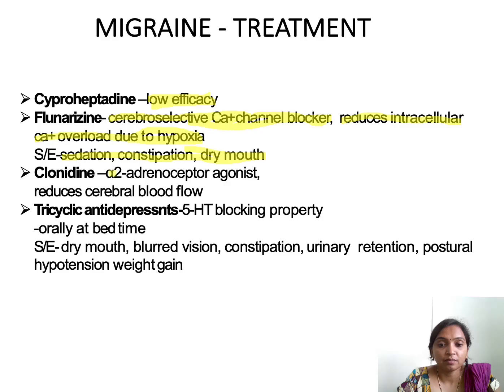Clonidine is an alpha-2 adrenergic agonist. So they act by reducing the coronary blood flow. Tricyclic antidepressants, like those which will block 5-HT, can be given orally at bedtime. They have a few anticholinergic side effects as well.